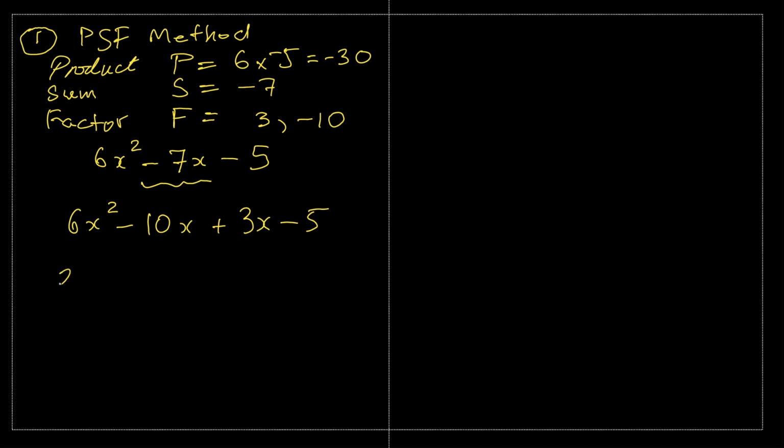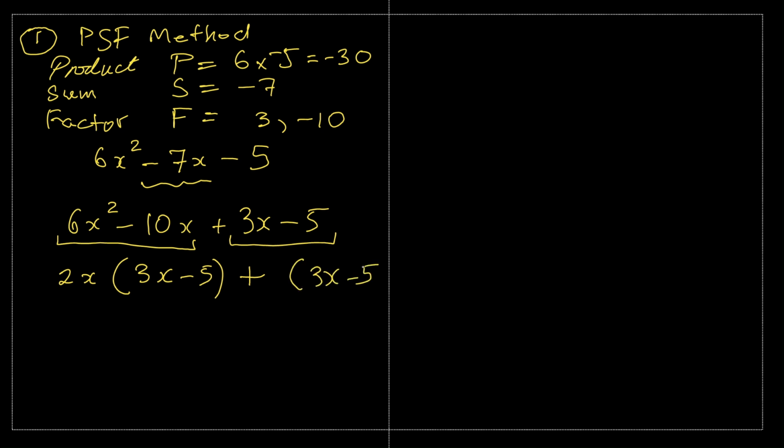Now factorize. You get a 2x as a common factor of the first two terms. We're going to factorize that in pairs. The second one's already done. It's simple. And this one is 3x minus 5. And you can see that's the same as that second one there, 3x minus 5, which makes it easy.